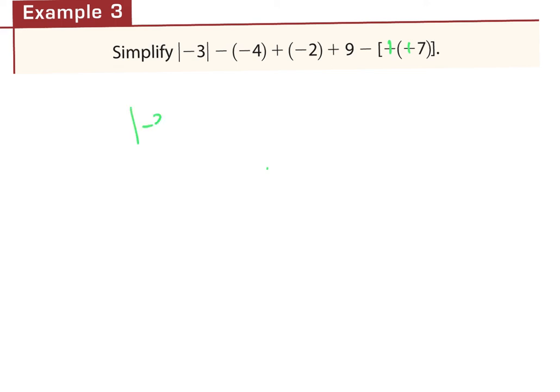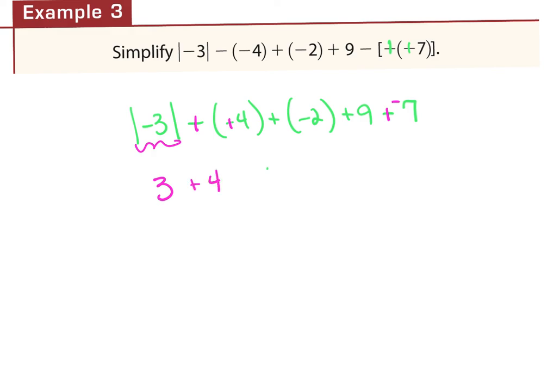So I actually have absolute value of negative 3 minus a negative 4 plus a negative 2 plus 9 minus 7, all right? And so I would actually change those subtractions to additions. So minus a negative 4 is adding the opposite. Minus a 7 is adding the opposite, all right? And then if I want to regroup, I can. This 3 is technically what? Because of the absolute value. 3. That's a positive 3. So I have 3 plus 4 plus negative 2 plus 9 plus negative 7.